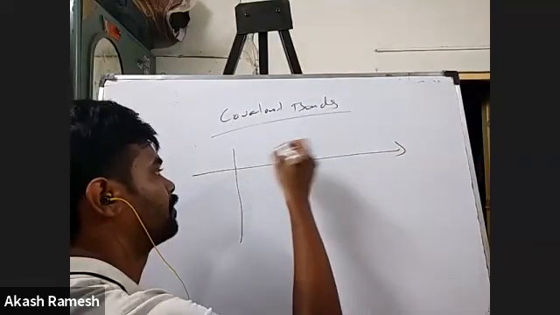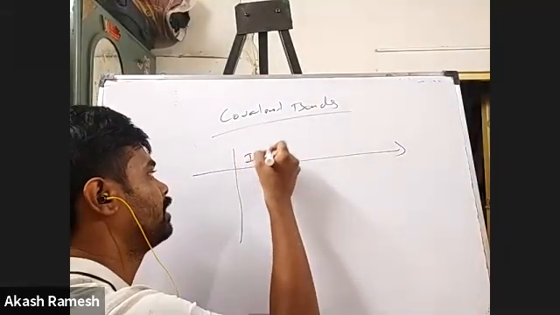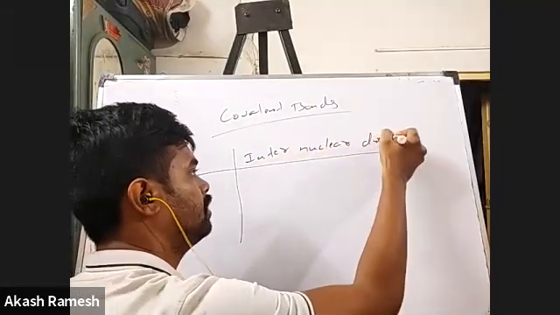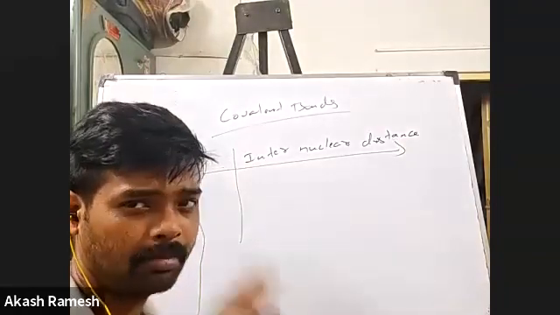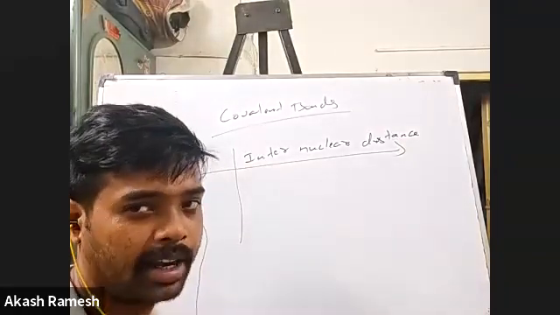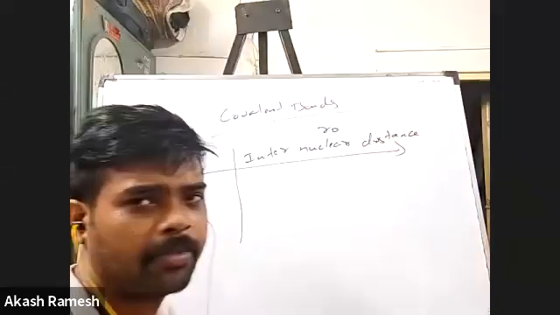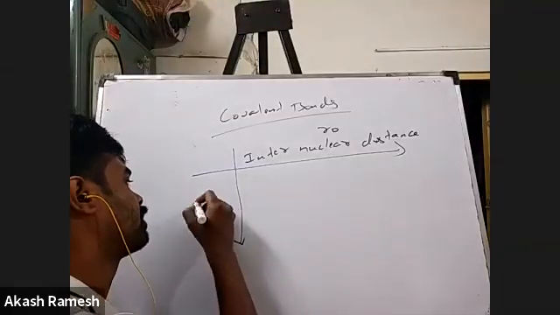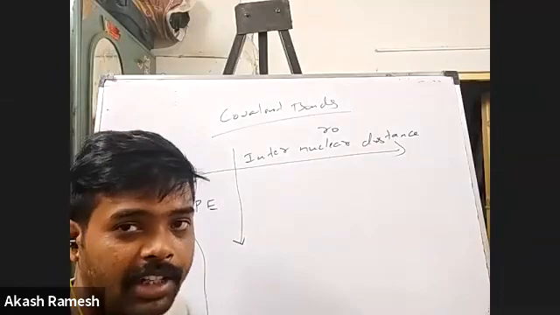Now the x-axis is actually going to be the internuclear distance. Basically, what is internuclear distance? The distance between the two nuclei, the distance between the two hydrogen atoms. And this I call R naught, some variable. And in the y-axis, I'm going to have potential energy.